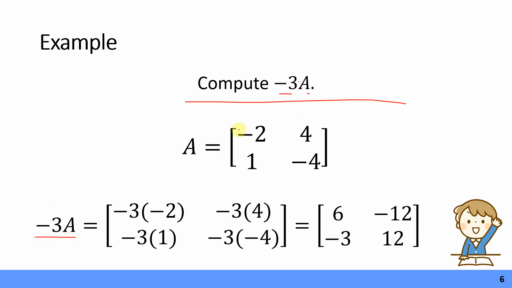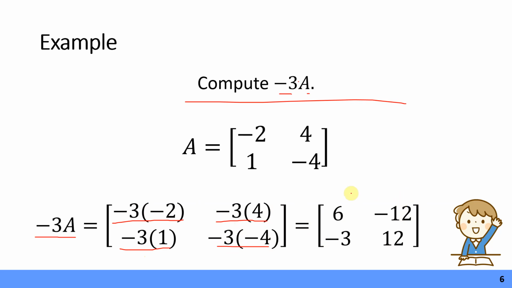So -3 times A means I'm going to have to multiply -3 times the -2, -3 times the 4, -3 times the 1, and -3 times the -4. Be very careful with your signs here, because if you miss one sign, all of your matrix will be incorrect. So here, -3 times -2 gives me a +6. A -3 times a 4 gives me a -12. -3 times 1 gives me -3, and -3 times -4 gives me a +12.